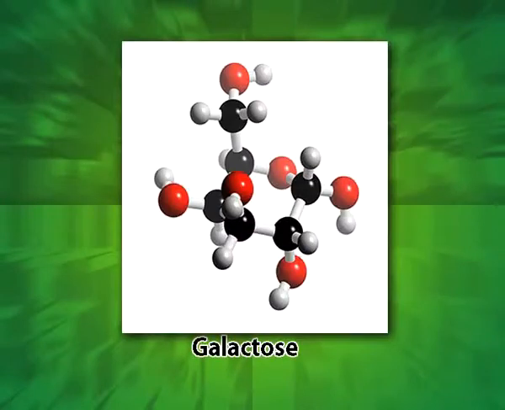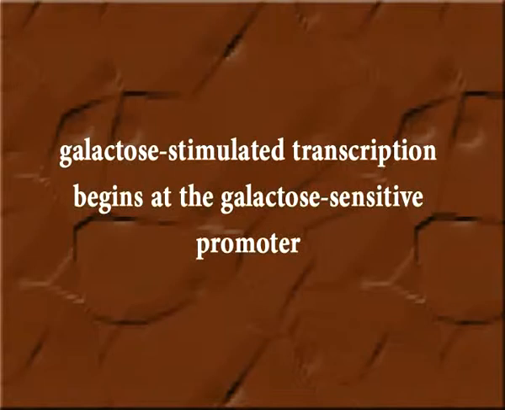The addition of galactose greatly increases the frequency of transposition of the altered TY element. This increased frequency suggests the involvement of RNA because galactose-stimulated transcription begins at the galactose-sensitive promoter.